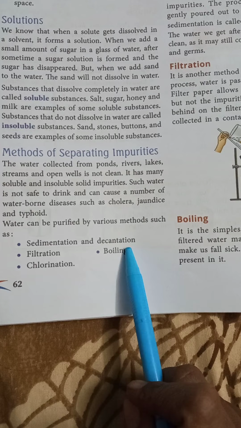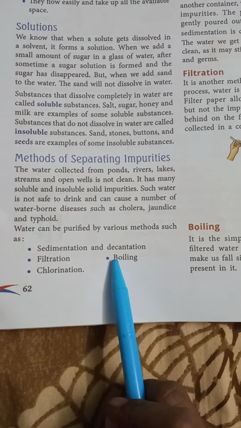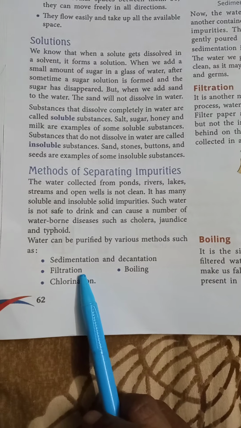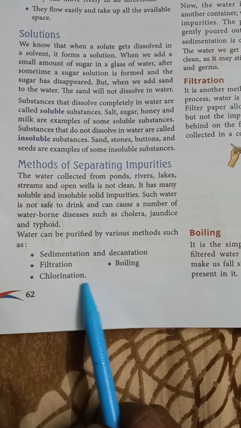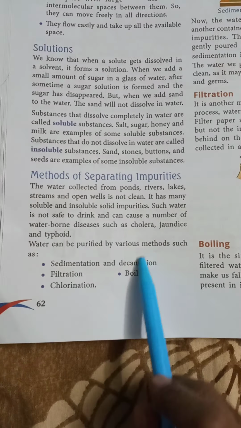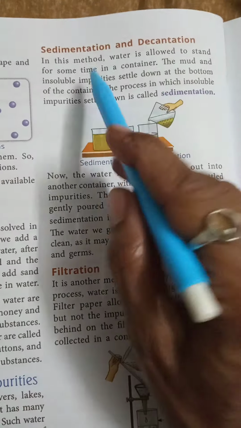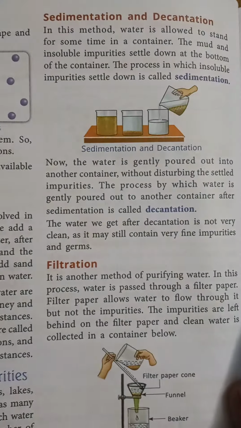It is one type of method to separate the impurities. The second one is filtration, then chlorination and boiling. These are all the methods we are going to study today. See, the first method is sedimentation and decantation.